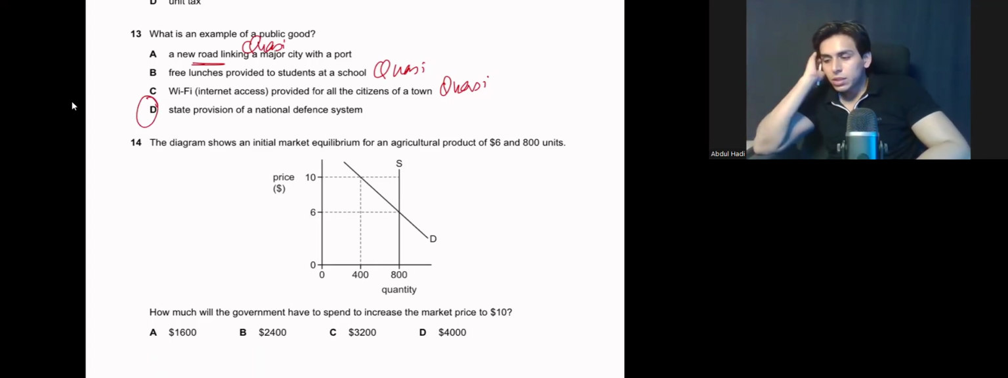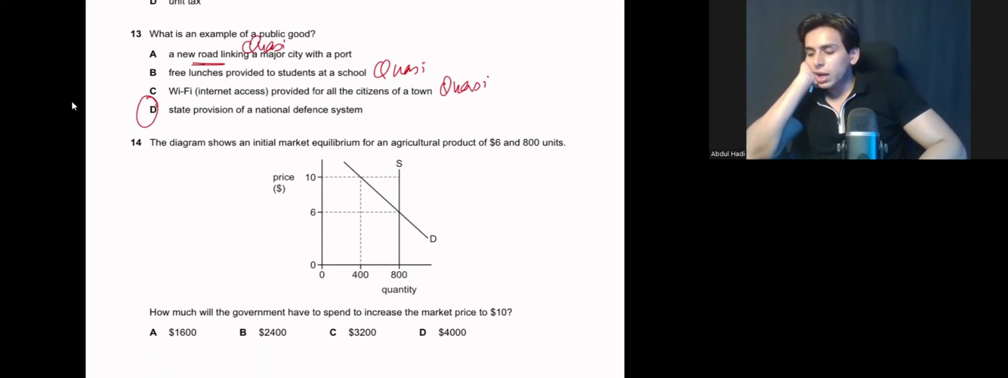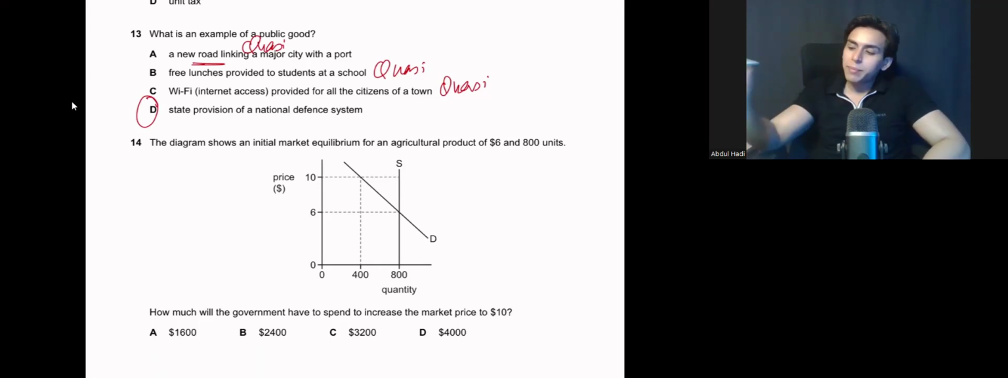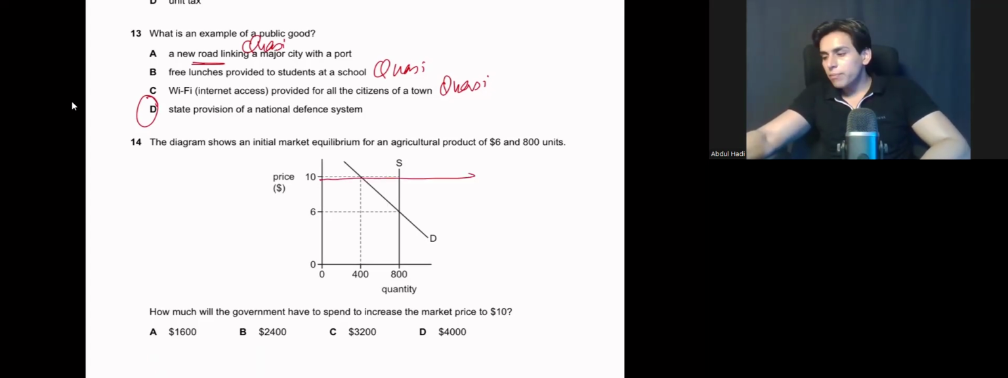The diagram shows initial market equilibrium for an agricultural product of $6 and 800 units. How much will the government have to spend to increase the market price to $10? Now, the government has to spend money to reach a price level of 10. This means that they might be implementing minimum price.